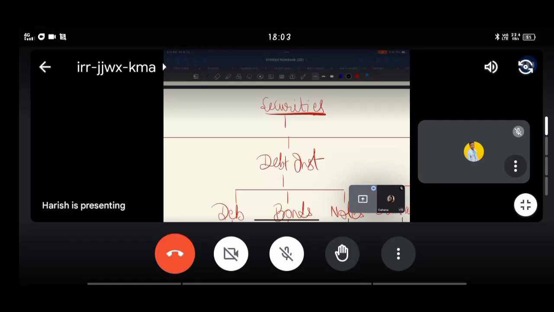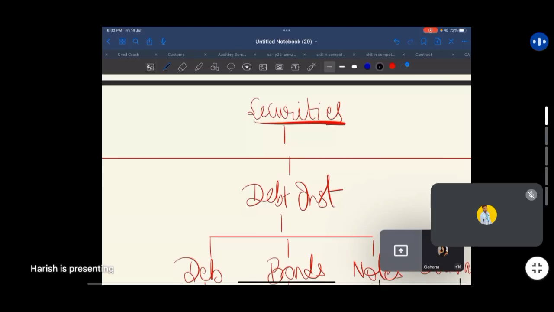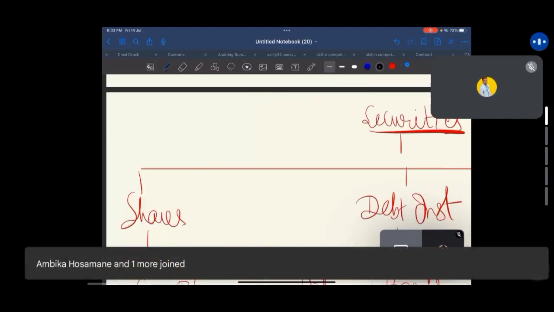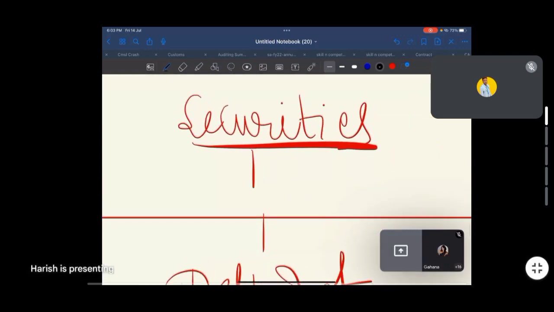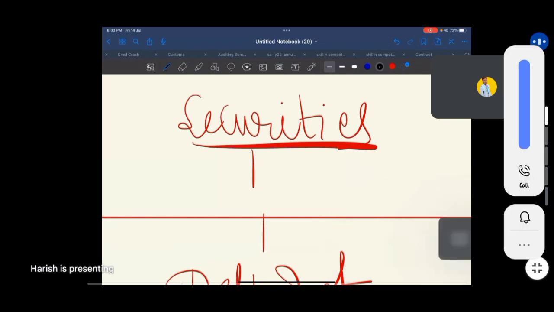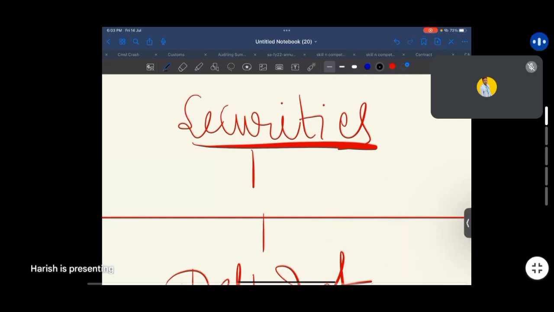Now we're discussing the same principles that we did for the whole syllabus yesterday. So starting with the concept of securities itself. Now when we talk about securities, we're only looking at it from the perspective of India in this syllabus. And we're also looking only at securities that are usually traded on Indian stock exchanges.